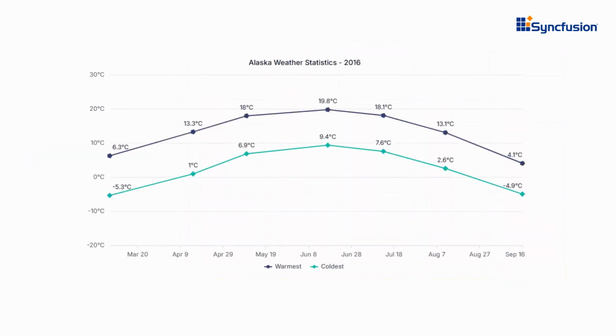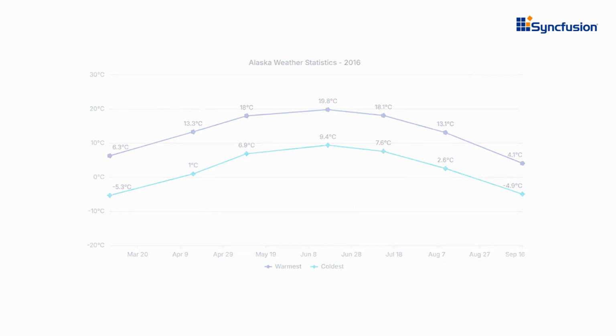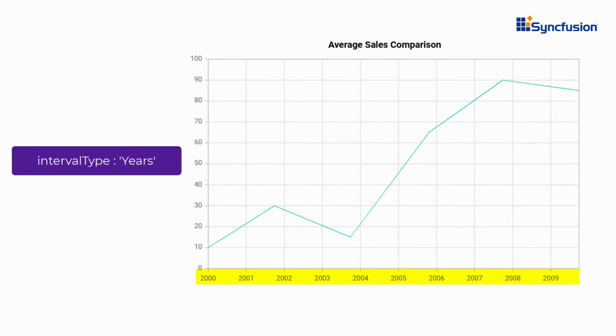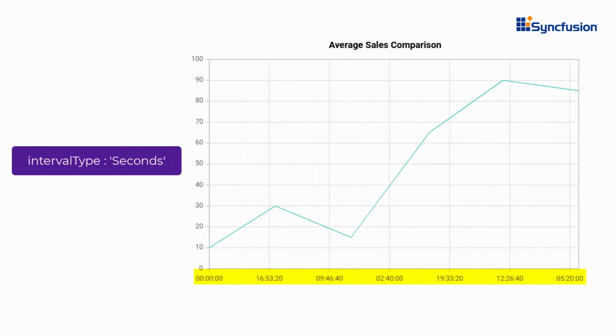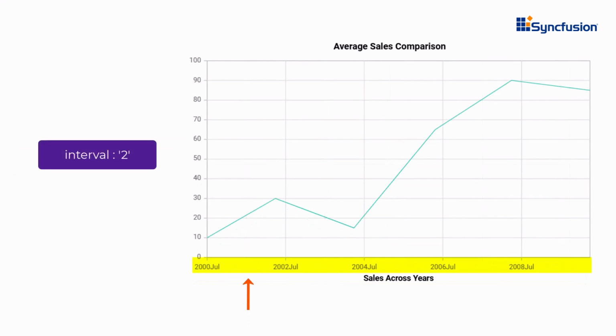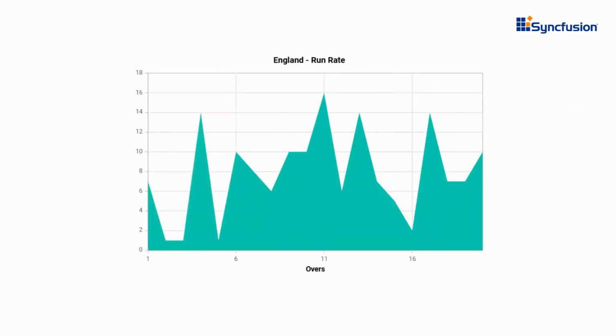If your chart includes time-based data, choose the date-time value type. It helps you display values accurately along a timeline. You can show intervals in years, months, days, hours, minutes, or seconds by setting the interval type and refine the spacing with interval. Once you've defined the type, you decide how your axes behave and appear.